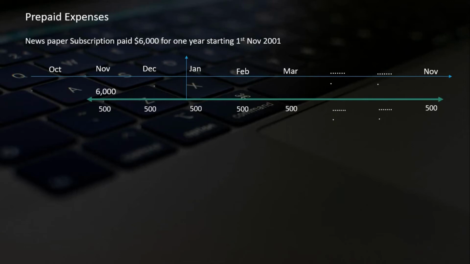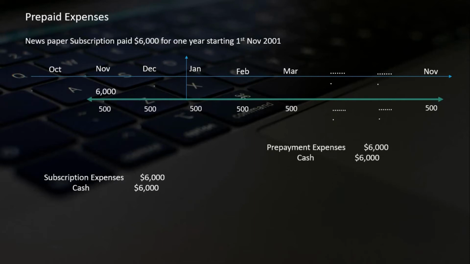In the case of cash accounting, we post this journal entry, debiting subscription expense for 6,000 and crediting cash for 6,000. But in the case of accrual accounting, we have to make 2 adjusting entries. That is, debiting prepayment expense for 6,000 and crediting cash for 6,000 when the amount is paid. Actually, the prepayment expense is an asset account which goes to the balance sheet.